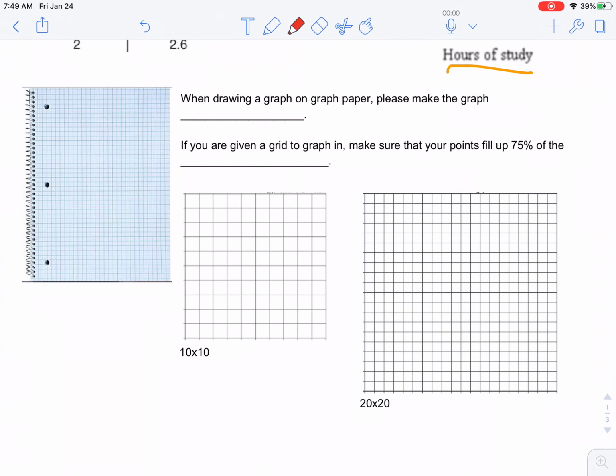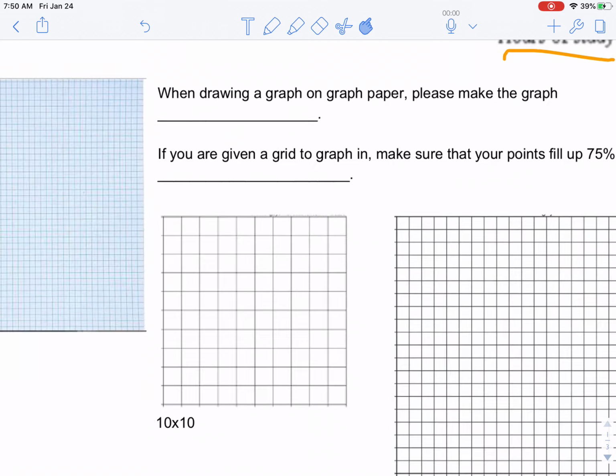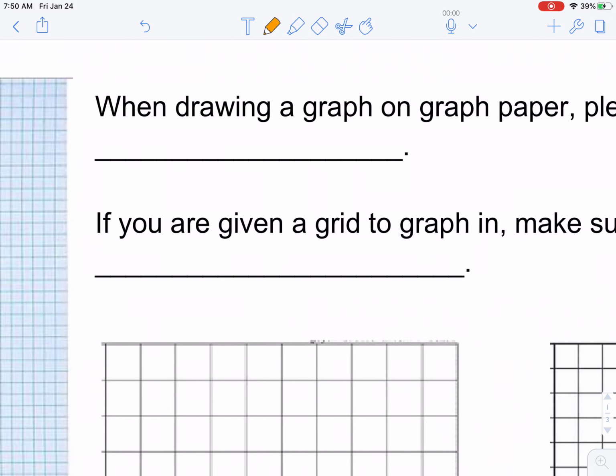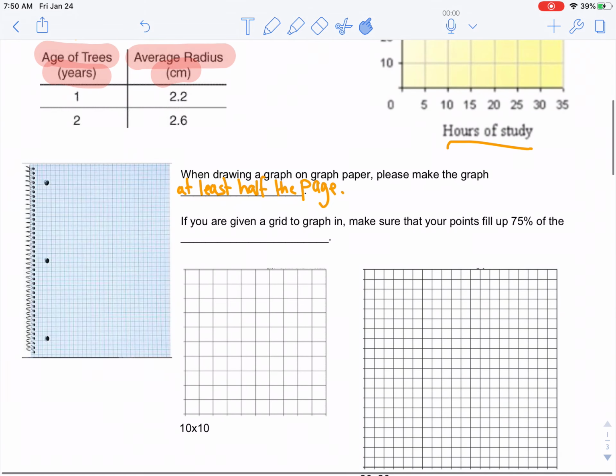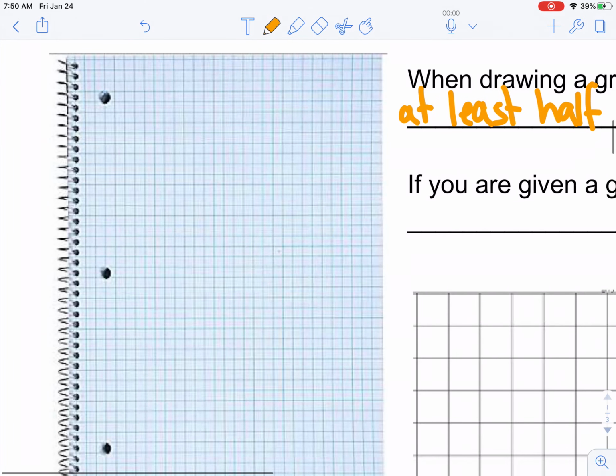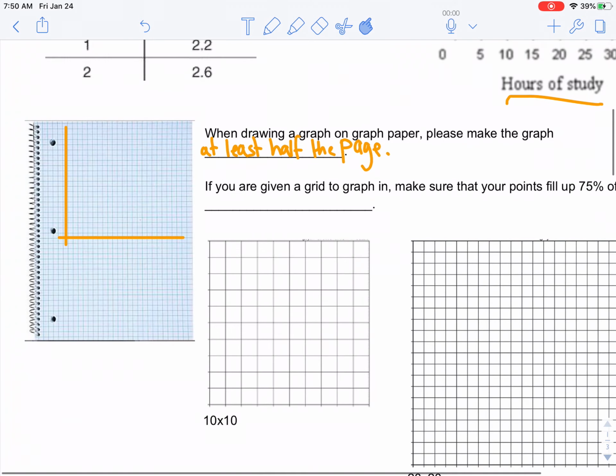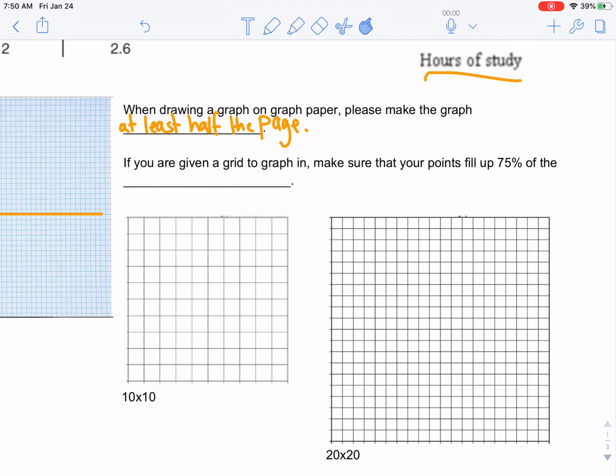When drawing a graph on graph paper, please make the graph take up at least half the page. So if this was your graph paper and you were drawing your graph on here, you should have a big old honking graph. That way your data points all make sense and it's nice and neat, and I can see the relationship clearly.